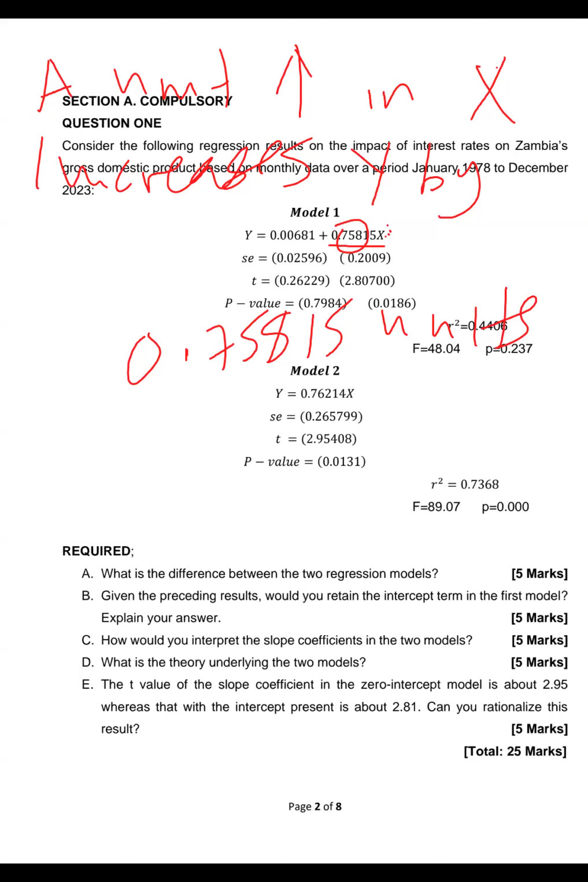Then even this one is still the same stuff. I think we have already explained. So a unit increase in X, which is the interest rate, increases Y, which is GDP, by 0.76214 units. Okay? You already know this.